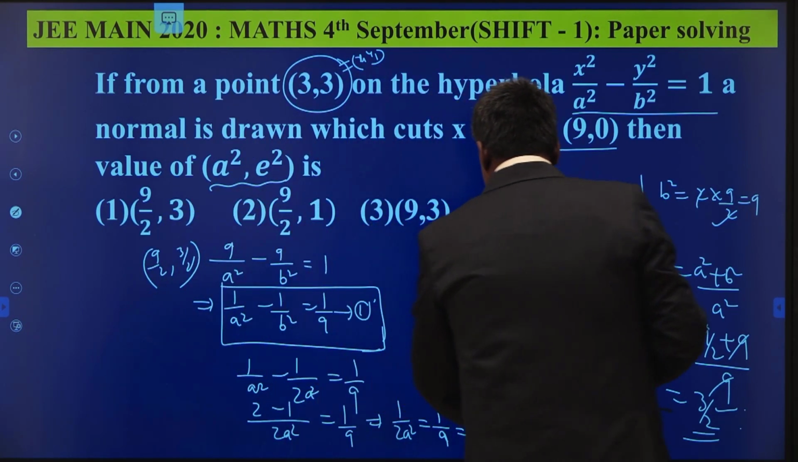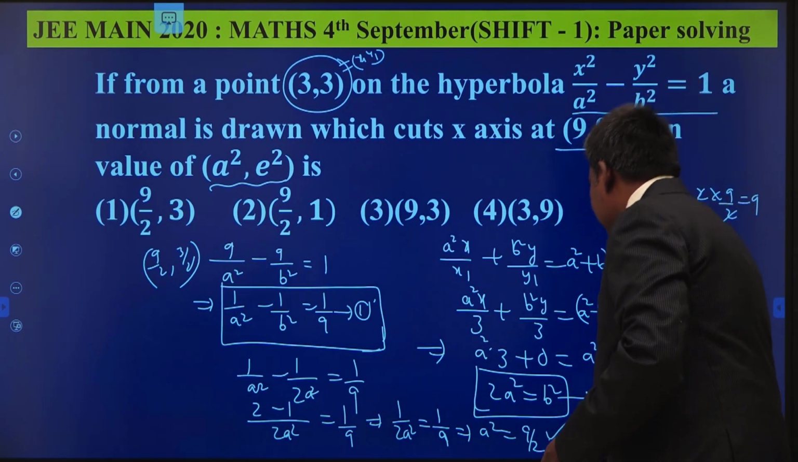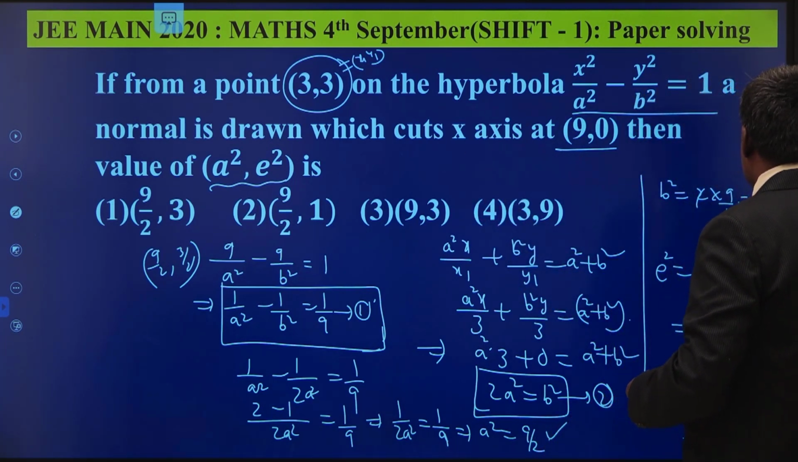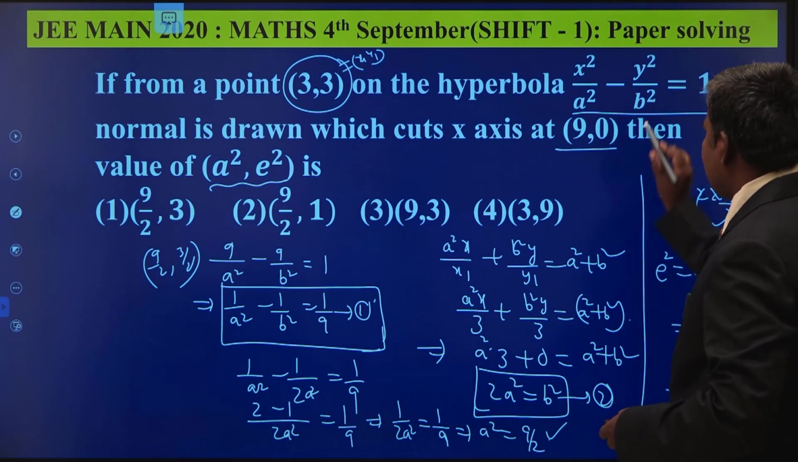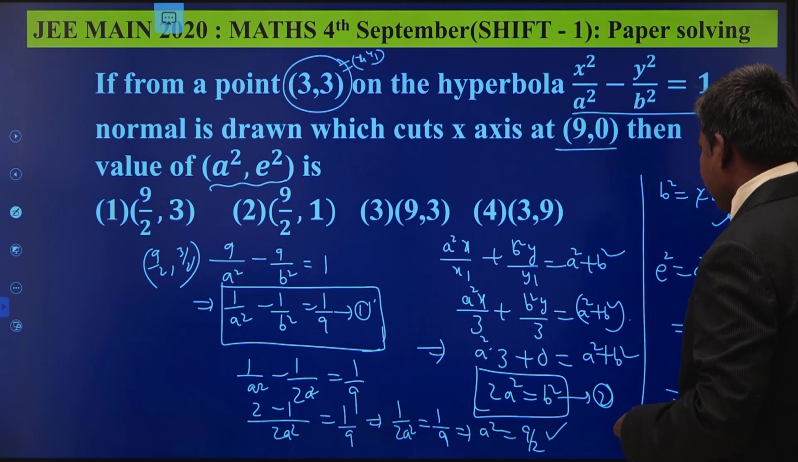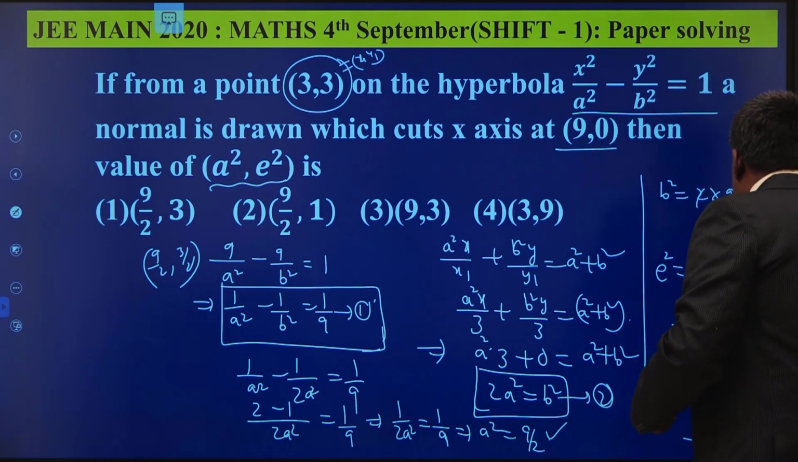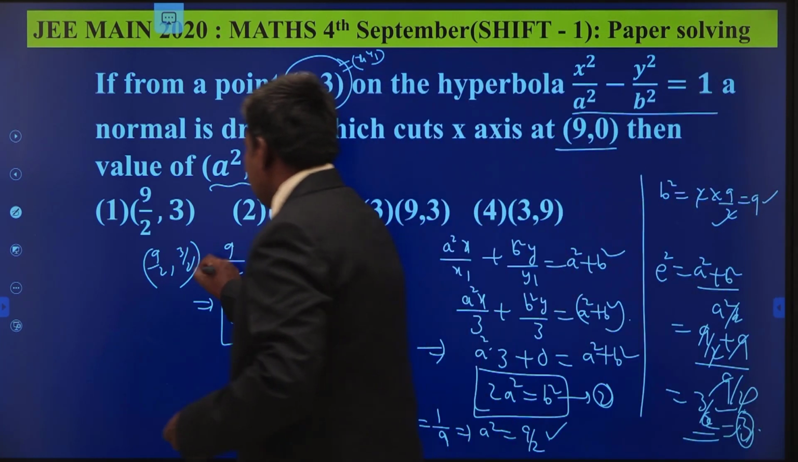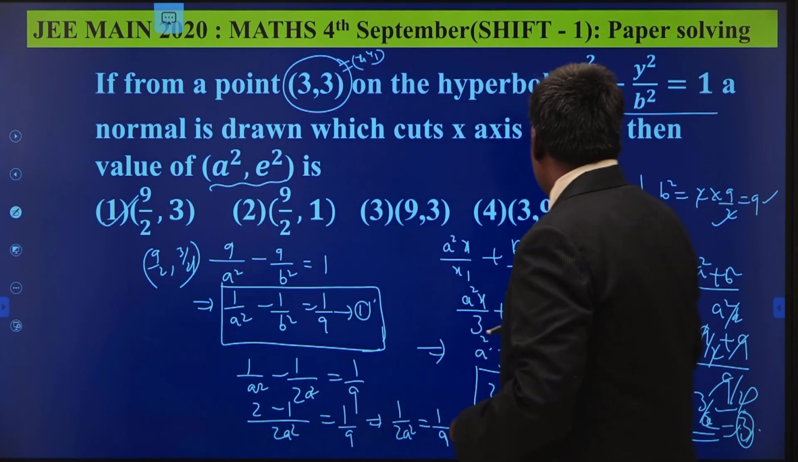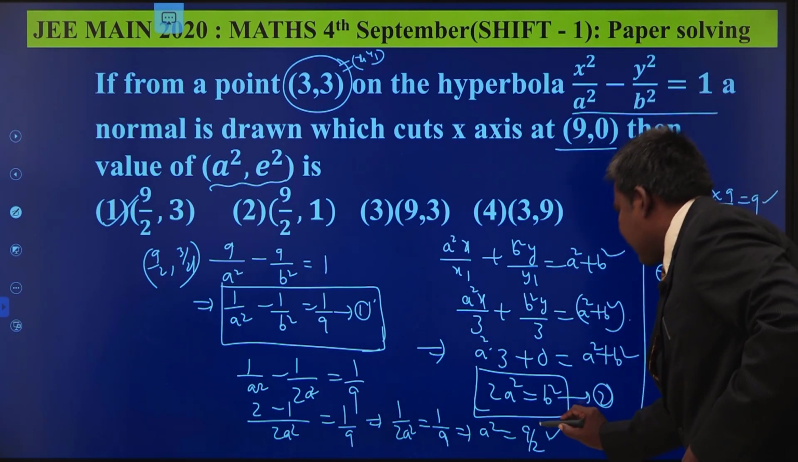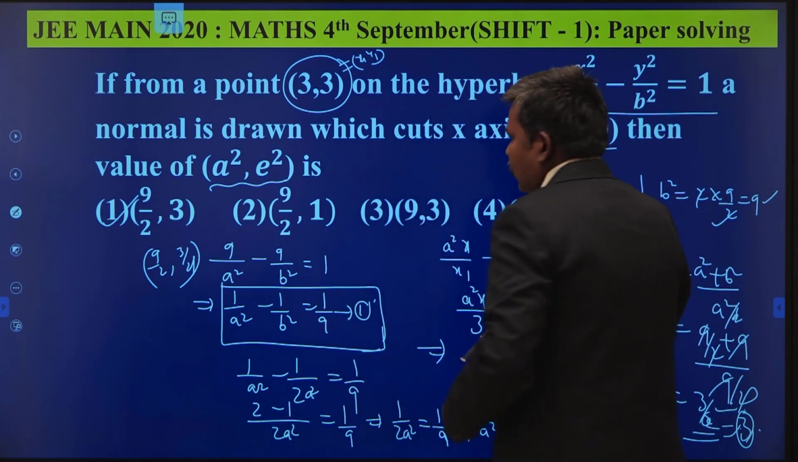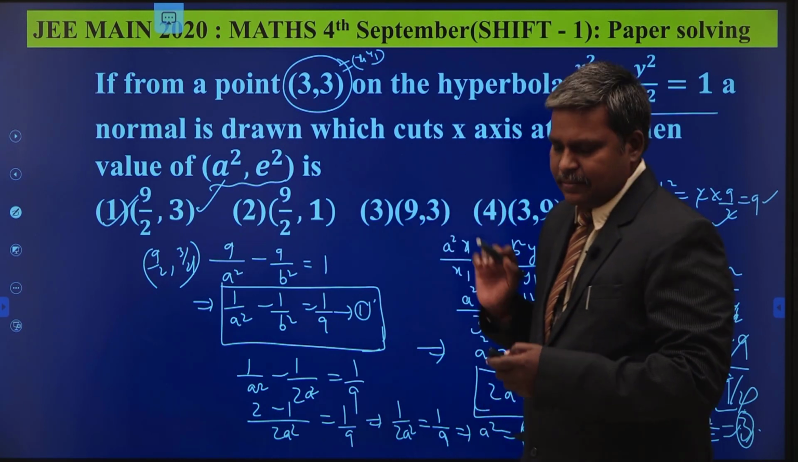See the calculation once again. A square is equal to 9 by 2. 9 by 2 is correct. B square is equal to 2 times 9 by 2, the 2 gets cancelled. We have 9. E square is equal to a square plus b square by a square. What is a square? Sorry, here a square is 9 by 2. So 9 by 2 plus 9, divided by 9 by 2. The 2 also gets cancelled. You have only 3. So the answer is 9 by 2 comma 3. Understand?